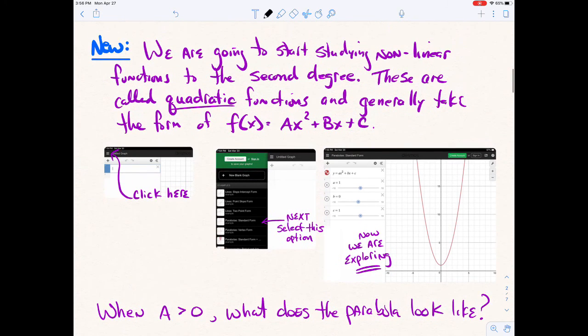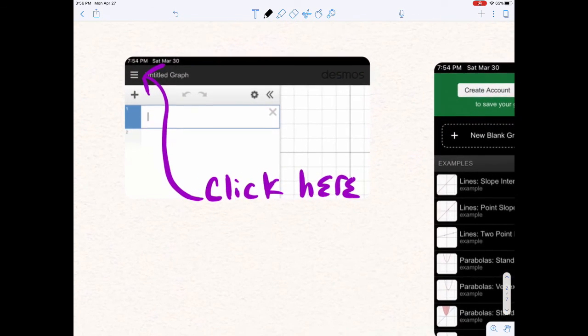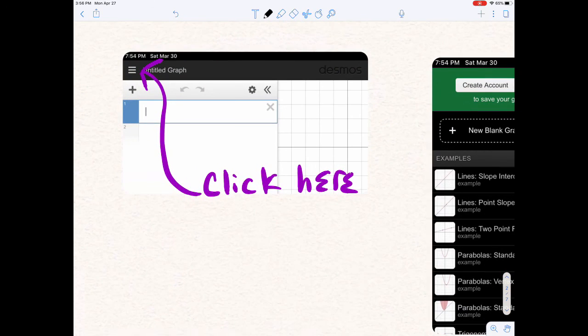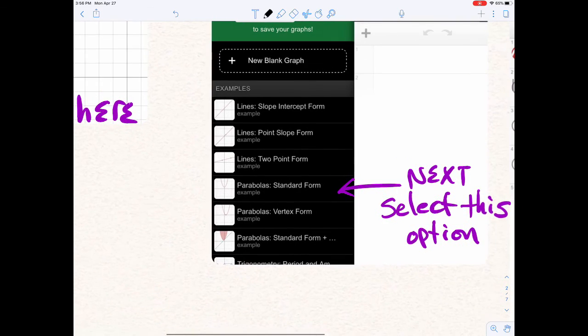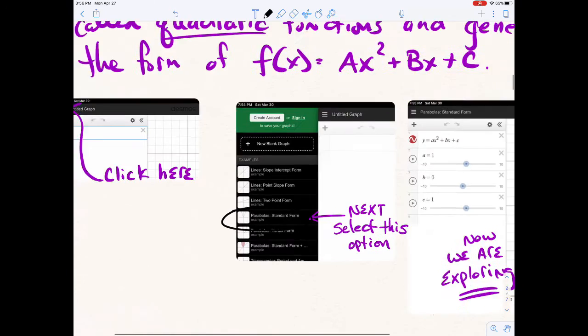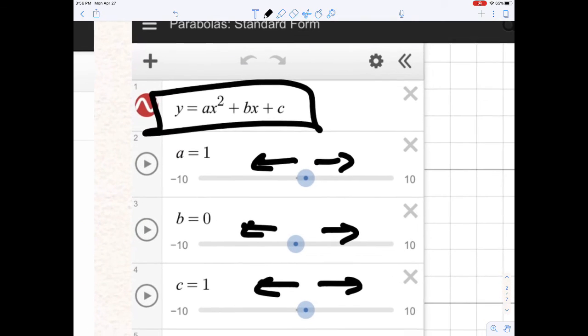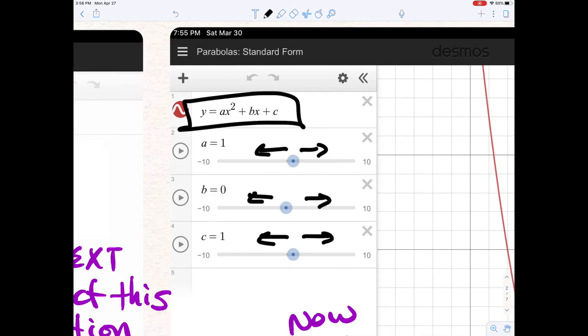Something that you may want to consider: Desmos. Man, Desmos is such a great app. If you open up the Desmos app and click on the hamburger stack and then choose Parabola's standard form from the drop-down menu, what you'll get is a parabola that looks like this one with a slider that you can move left and right and sliders for all the values of A, B, and C, right? This thing right here, this is the generic form, or what we call the standard form, of a quadratic equation, or something that makes a parabola.